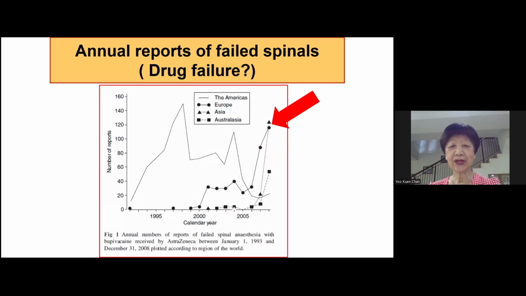What I have here is data from AstraZeneca, their annual reports of failed spinals, and the error reports from Asia. As you can see, as we move along with the world in increasing our regional numbers, we also have been complaining of failed spinals. The first thing when we have a failed spinal is, of course, to blame the drug. Why blame ourselves? Blame the drug.